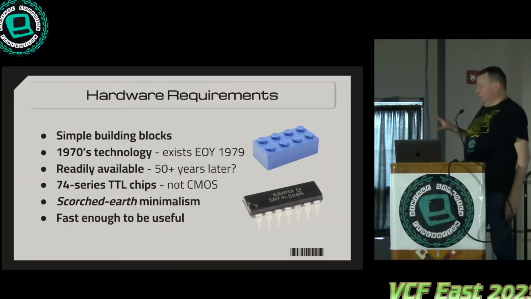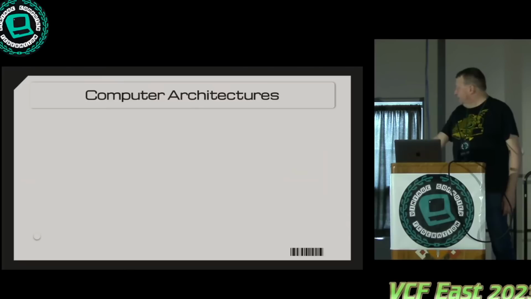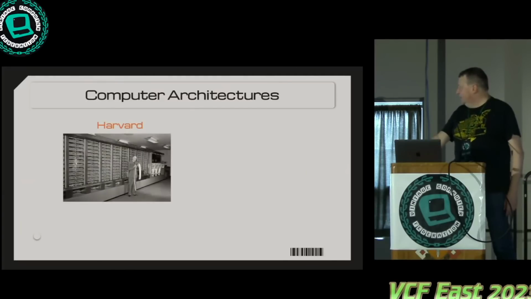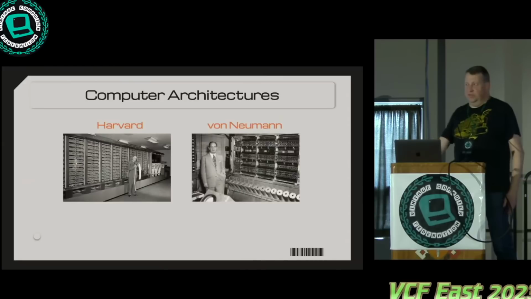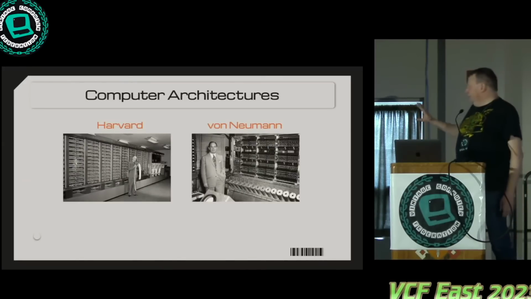But this one, I want it to actually do something useful and be a usable thing. So there's basically two computer architectures. There's the Harvard and von Neumann. I don't know, you might be familiar with this, but basically, I think this guy is Howard Aiken, so he was responsible for building a very early mechanical computer.